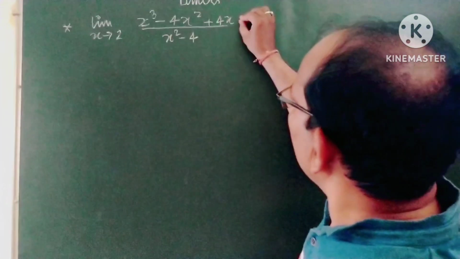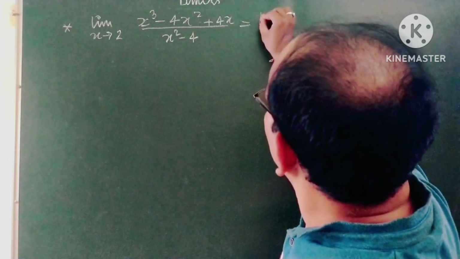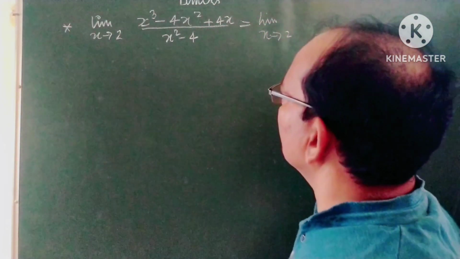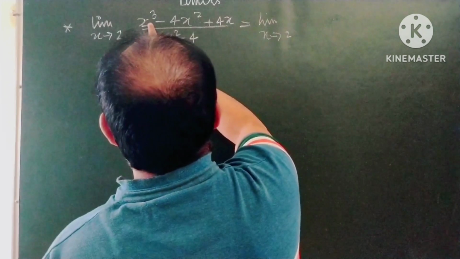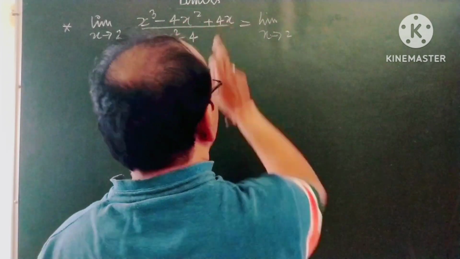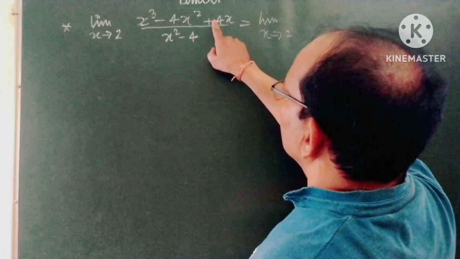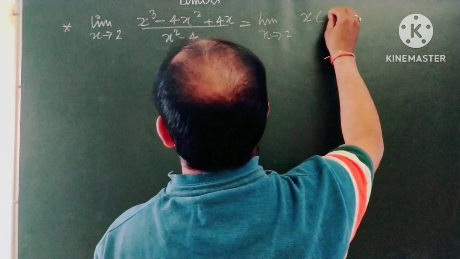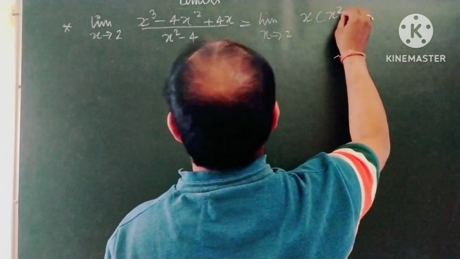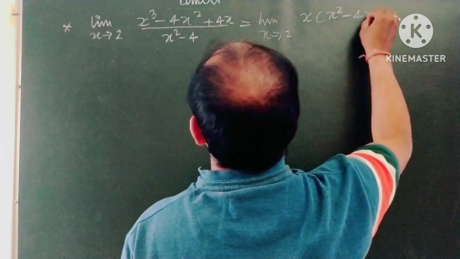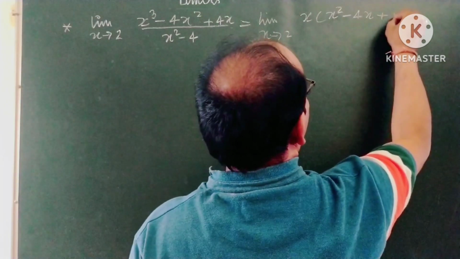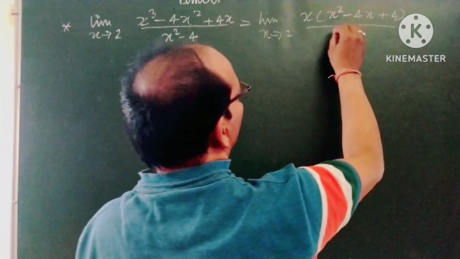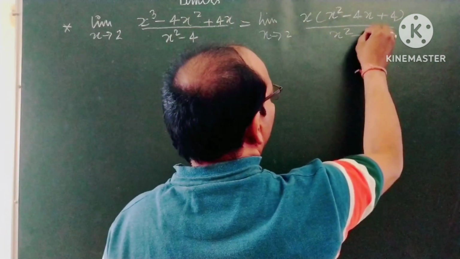Therefore take limit x tends to 2. In x cube minus 4x square plus 4x, take common x from the three terms, there will be x into (x square minus 4x plus 4), and the denominator will be x square minus 4.